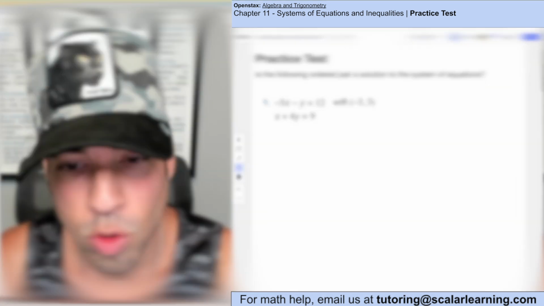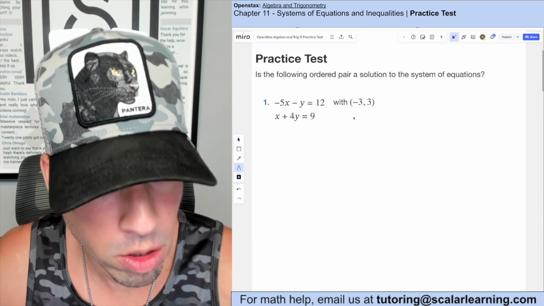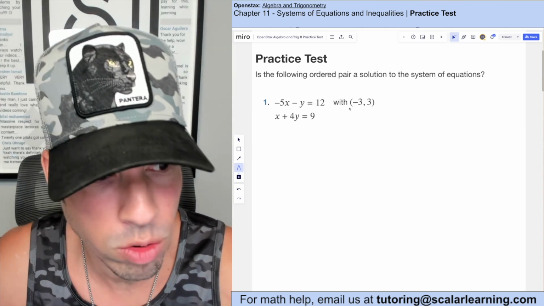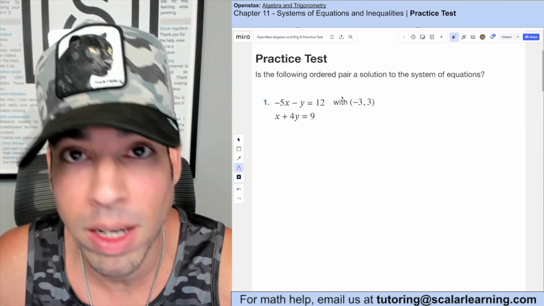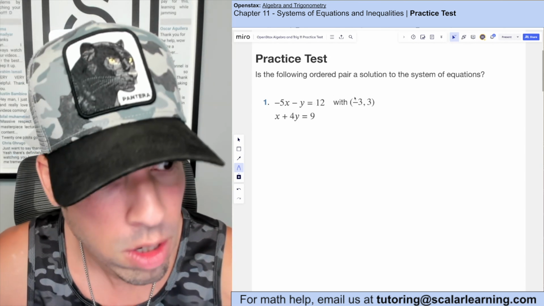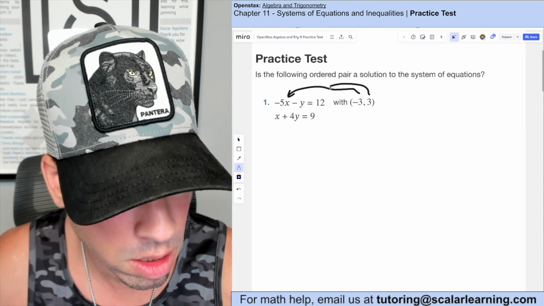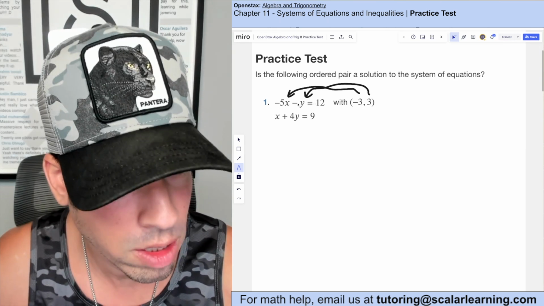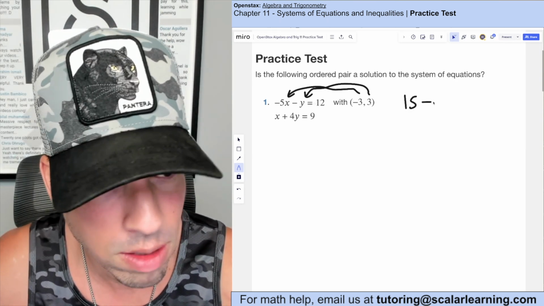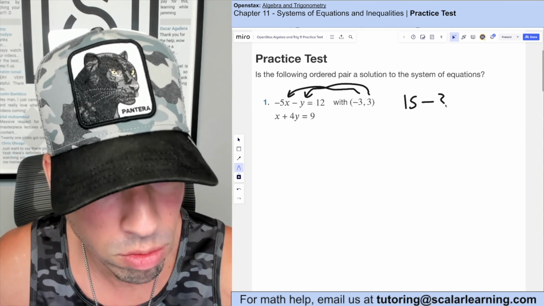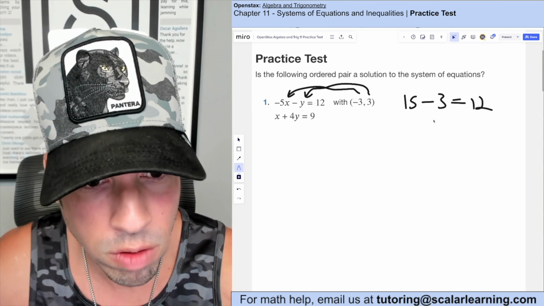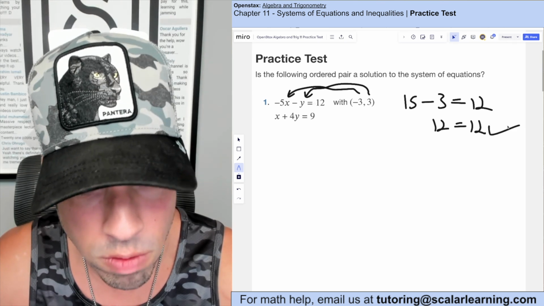Let's do it. Question 1 is the ordered pair of solution. So the way we're going to do this for the system is, this is a solution if I can plug and chug and get true equations for both. So I'm going to first check the first one, plug the x in there, plug the y in there. So I get negative 3 times negative 5 is 15 minus positive 3. Does that equal 12? Yes, it does. 12 equals 12. That verifies.